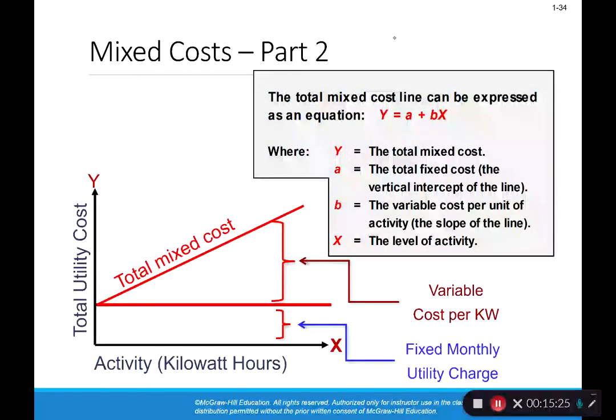I like to use y equals vx plus f, because the letters kind of help me determine what I'm dealing with. So I'm going to change this down here where f is the total fixed cost and v is the total variable cost per unit, and then x is the level of activity and y is the total mixed cost. So I like the formula y equals vx plus f because it helps me remember what the variables stand for. And then we can use that cost formula to predict cost at various levels of activity.